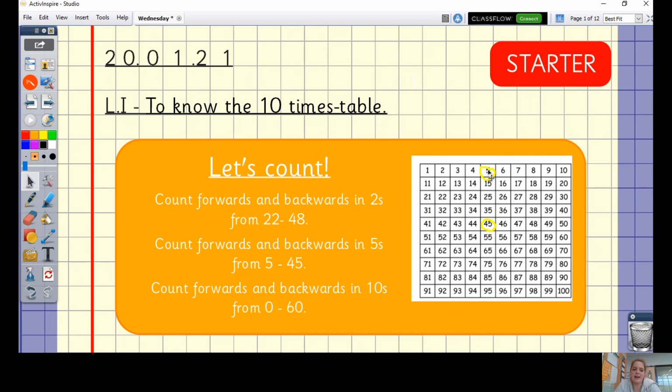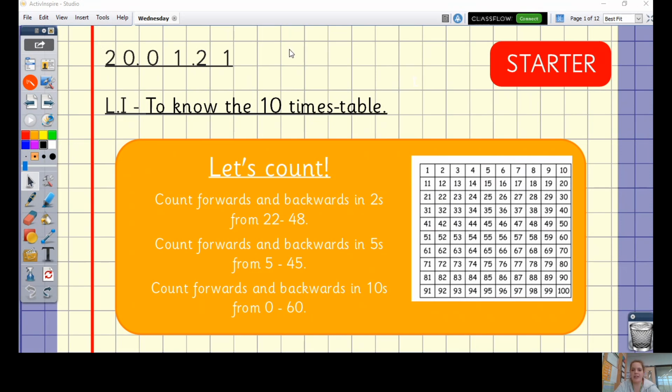Okay, and finally, let's count forwards and backwards in 10s from 0 to 60. Okay, so we'll say 0 and we'll go down to 60. Okay, ready, steady, go. 0, 10, 20, 30, 40, 50, 60. And then backwards we go. 60, 50, 40, 30, 20, 10 and 0.